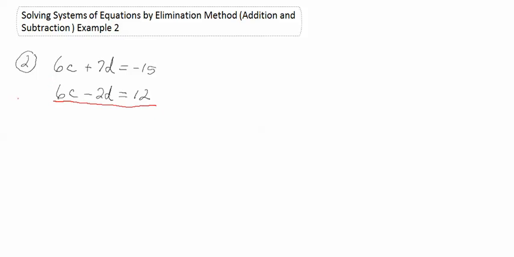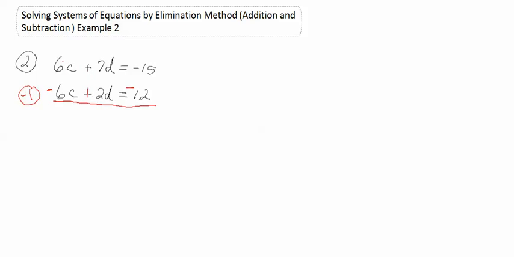And how do I do that? I go ahead and multiply this whole equation by a negative 1. So if I multiply this by a negative 1, I get negative 1 times 6 is negative 6. Negative 1 times negative 2 is a positive 2. Negative negative is positive, and negative 1 times 12 is negative 12.